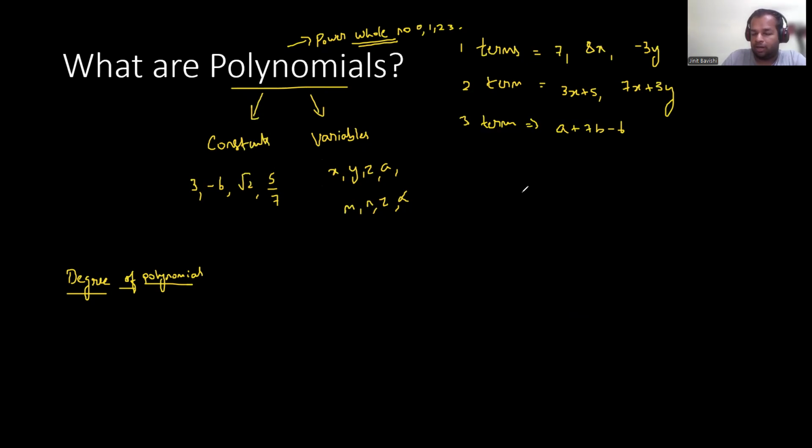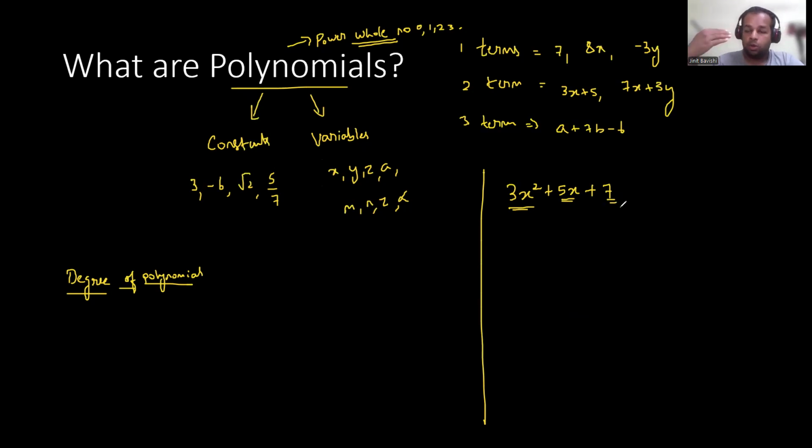For example, I'll take a polynomial 3x square plus 5x plus 7. Here you can see this is a polynomial. There are three terms in the expression: 3x square, 5x, and 7. We look at the terms which have a variable in them. The variable terms are 3x square and 5x. Though the variable is the same, x, the power will make a difference. So it's 3x square over here and 5x over here.